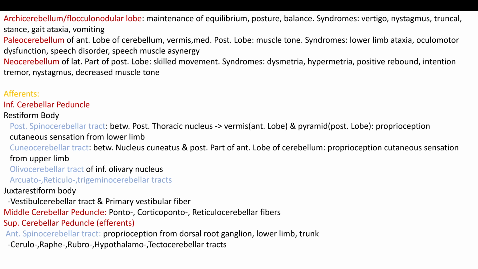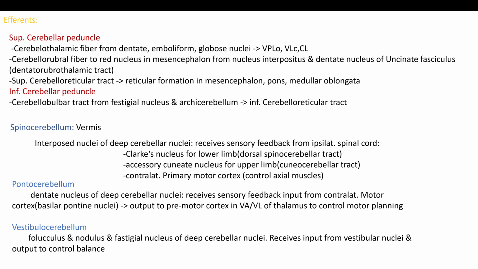There's the anterior spinocerebellar tract relaying proprioception, for example, from the musculotendinous receptors from the dorsal root ganglion, lower limb, trunk. They cross locally and then recross in the pons to return to the ipsilateral side. They terminate in the vermis and intermediate part of the anterior lobe of the cerebellum. You also got some minor fibers like cerebelloraphe, rubrocerebellar, hypothalamocerebellar, tectocerebellar.